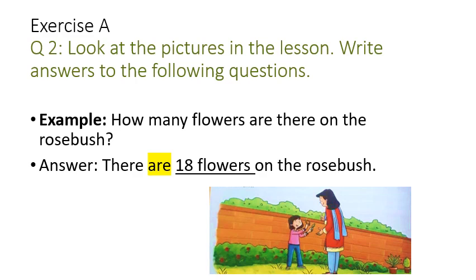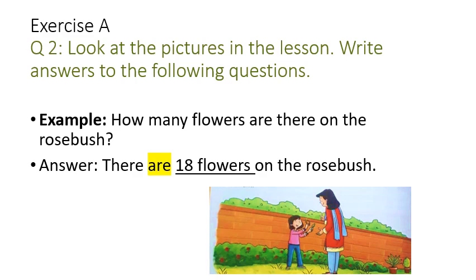Question number 2 is, look at the pictures in the lesson and write answers to the following question. Now, this is not the question, this is an example. First, we are going to discuss it. The example is, how many flowers are there on the rose bush? Now, the answer is, there are 18 flowers on the rose bush. You can count the roses on the rose bush in the picture, and then you can write your answer.